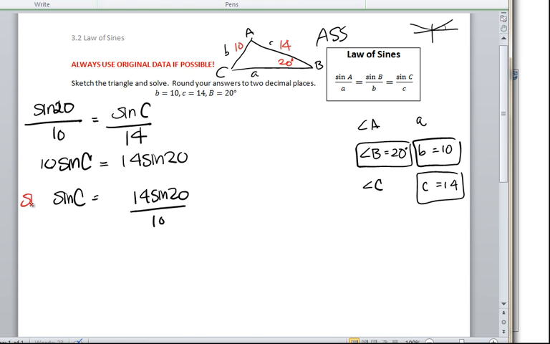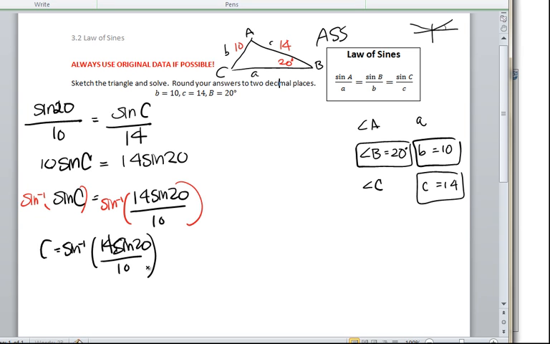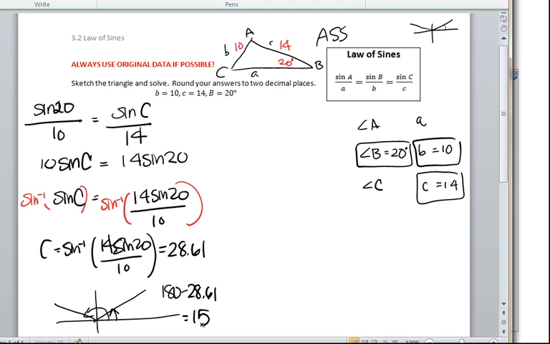And to solve for C, we inverse sine both sides. And so that tells us that C is equal to the inverse sine of 14 sine 20 all over 10. When we plug that into our calculators, I get 28.61. But let's look at that picture. 28.61 is in the first quadrant here. We also need to find its supplement, which has the same sine. And that is 180 minus 28.61, which is 151.39.